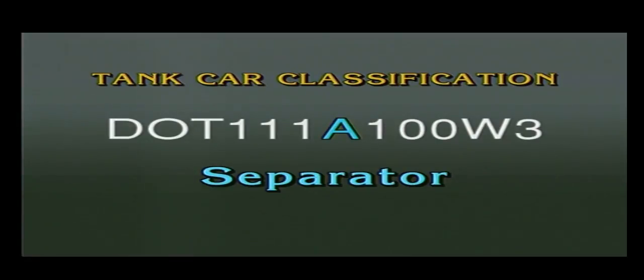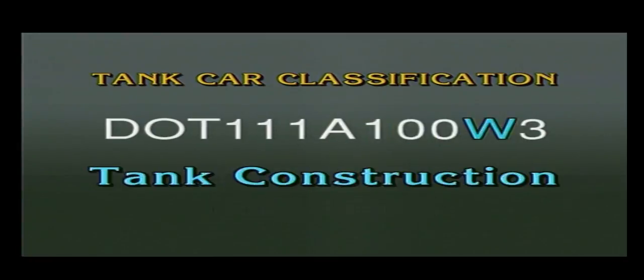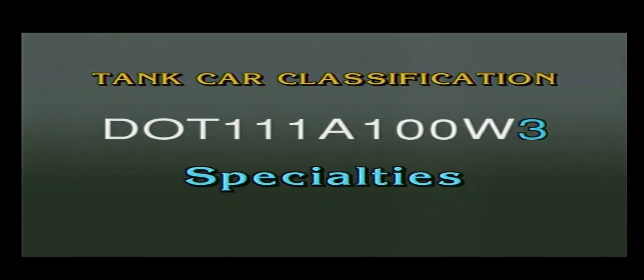It is also used to indicate special features, such as thermal and head protection for certain non-pressure and pressure tank cars. Segment 4 tells us the tank test pressure. These pressures range from 60 to 600 pounds per square inch. The tank construction is indicated by the 5th segment of the car classification. In this case, W means welded. And finally, the 6th segment indicates special features such as fittings, insulation, tank material, and linings.